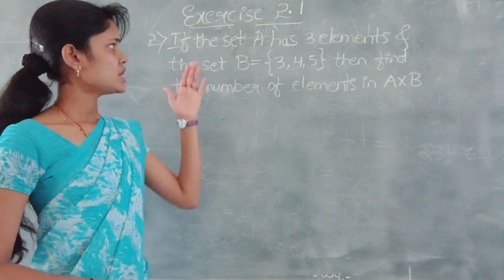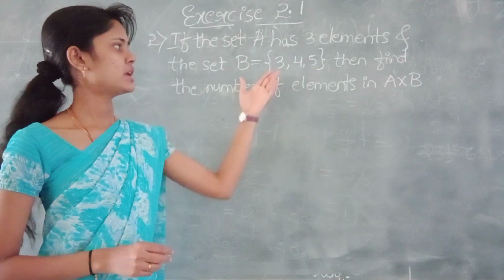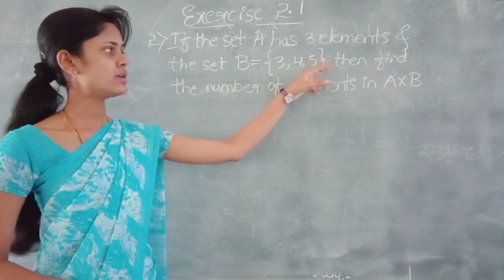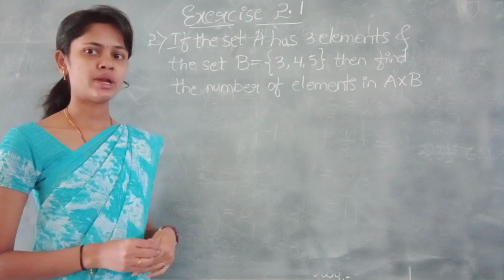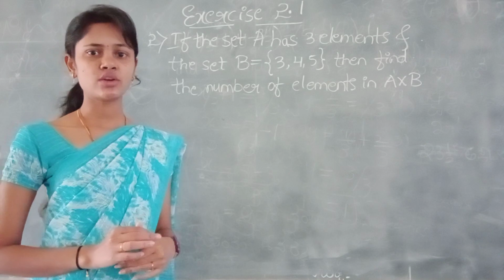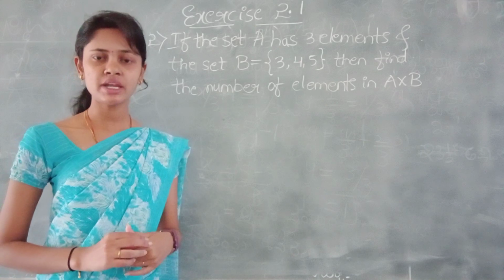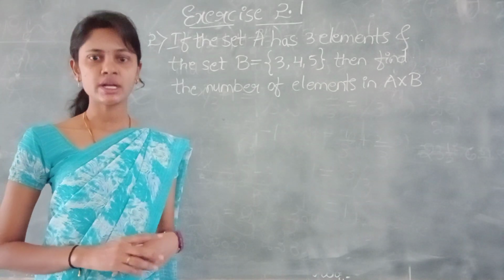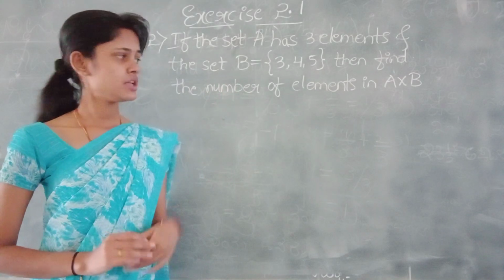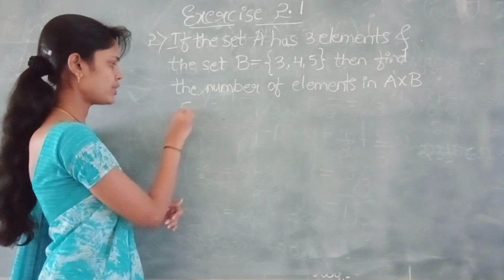Second example: if the set A has 3 elements and the set B contains 3, 4, 5, the elements in set B are 3, 4 and 5. Then find the number of elements in A cross B. They have given that set A contains 3 elements and set B also contains 3 elements, which are 3, 4, 5. Then you have to find the number of elements in the Cartesian product A cross B.